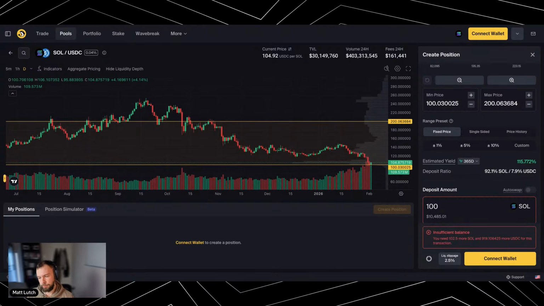Now, the other way, it goes to the upper side. And as the pool swings the other way and goes upwards, what it's doing is selling your Solana into USDC. So then you're left with just a USD amount, no Solana. Now, what are the ramifications of either? Because it could be classed as impermanent loss either way.